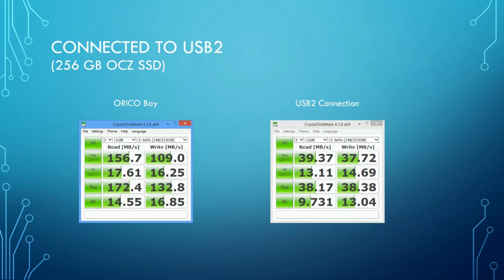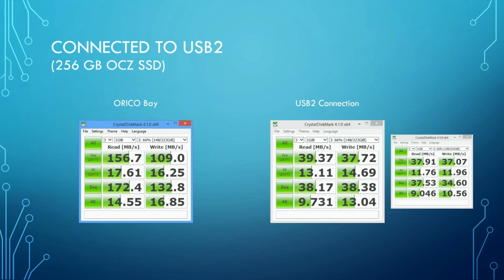As a last quickie, I connected the ORICO bay to a USB 2 cable. As you see, this is not a good idea. The performance is very similar to the performance of the cheap cable, which is somehow clear. The cheap cable only supports USB 2 mode, even if you connect it to USB 3.